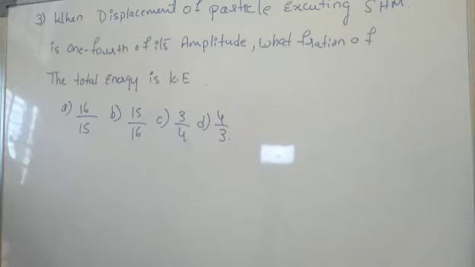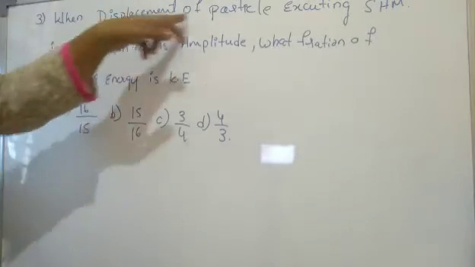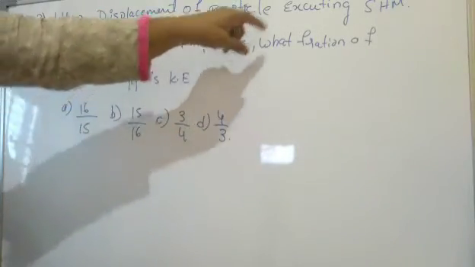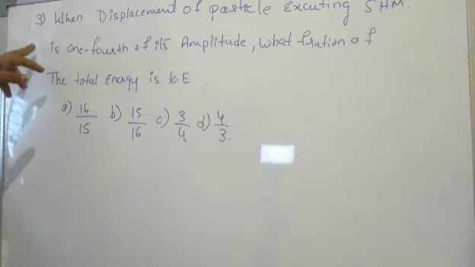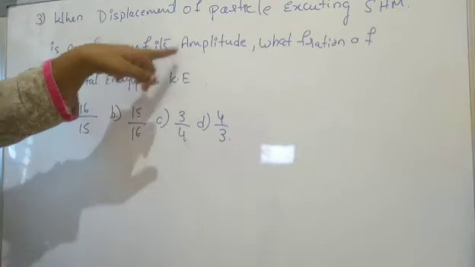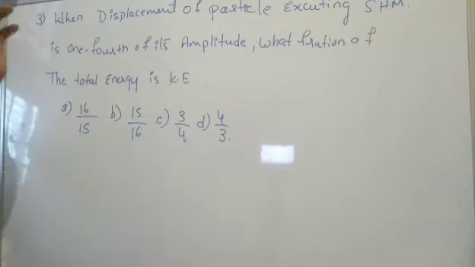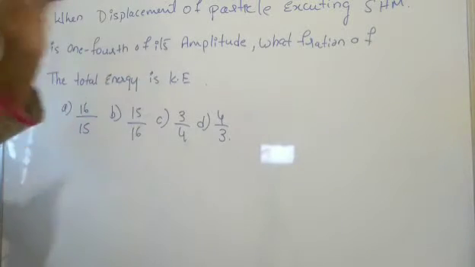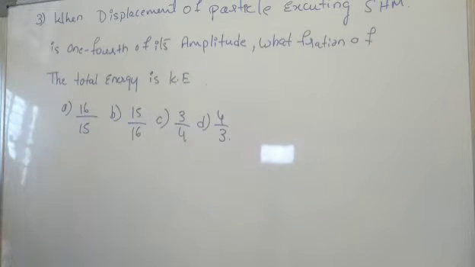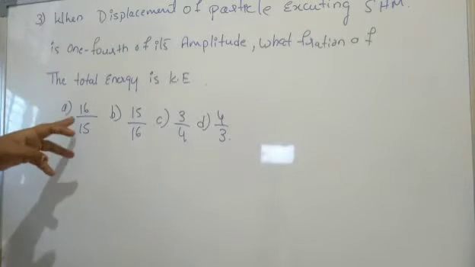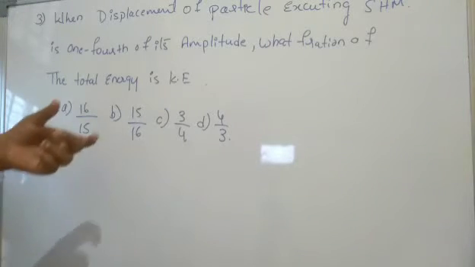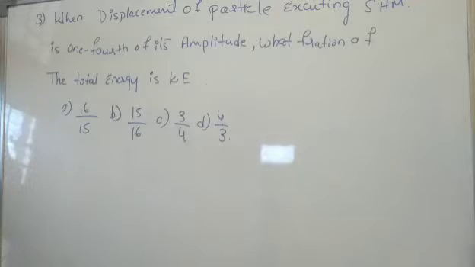So we'll go ahead with our next problem, that is, when the displacement of a particle executing simple harmonic motion SHM is 1/4 of its amplitude, what is the fraction of the total energy that is kinetic energy? It is given, we want to find out the fraction, the ratio of the kinetic energy to the total energy. What will be the ratio? The options given are 16 by 15, 15 by 16, 3 by 4 and 4 by 3. So let us go ahead with the solution here.